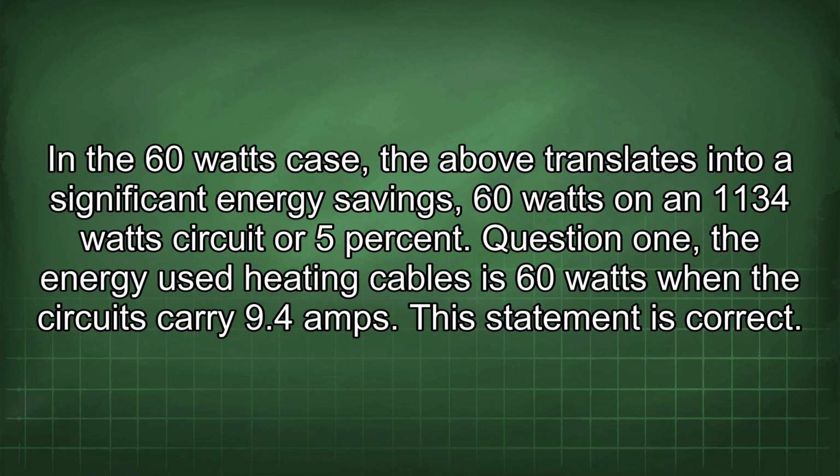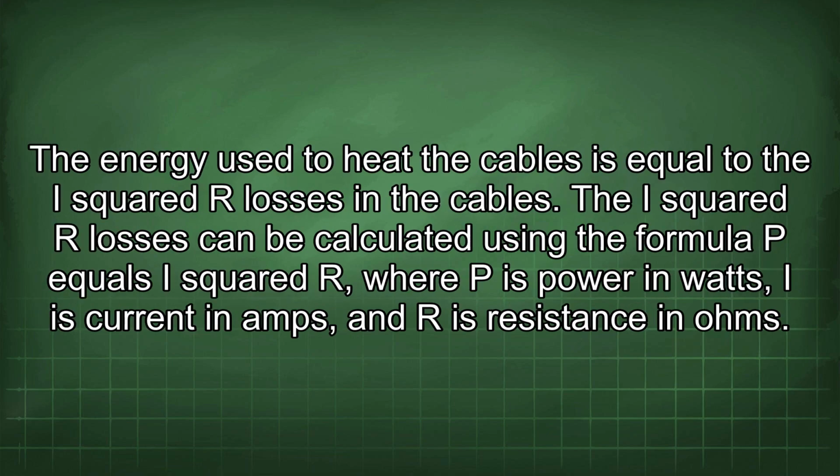This statement is correct. The energy used to heat the cables is equal to the I²R losses in the cables. The I²R losses can be calculated using the formula P equals I²R, where P is power in watts, I is current in amps, and R is resistance in ohms.